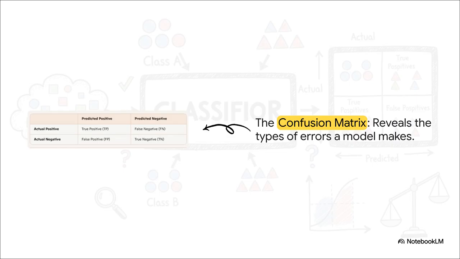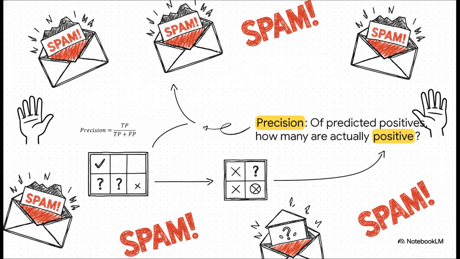It's just a simple table that shows us not only that the model made a mistake, but exactly how it made a mistake. Did it call something spam when it wasn't? That's a false positive. Or did it miss a spam email completely? That's a false negative.